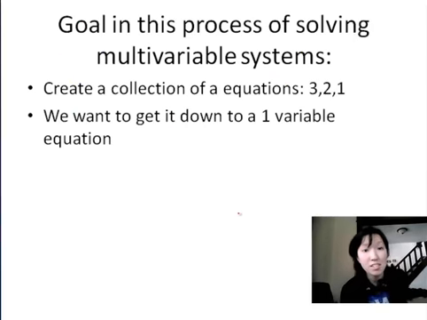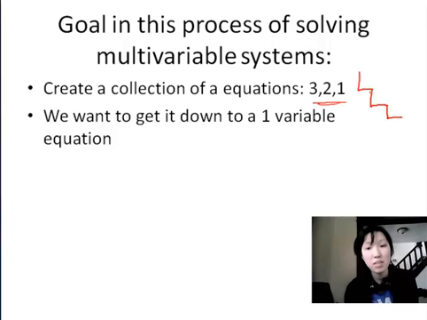So the goal in this process of solving multivariable equations is to get what we call a collection of equations. It's a 3-2-1 system. Just like we had with the two variable equations, where you had two variables and then you got it down to one, now we're going to have 1, 2, 3, and then we're going to get it down to 2, and then we're going to get it down to 1. And in that one variable equation we can solve.